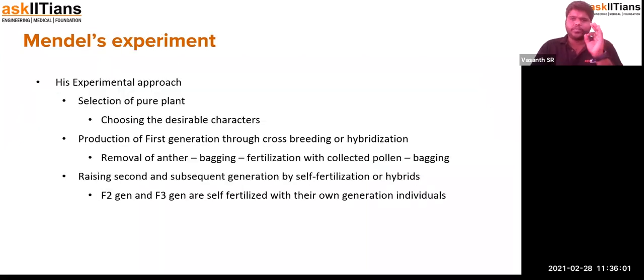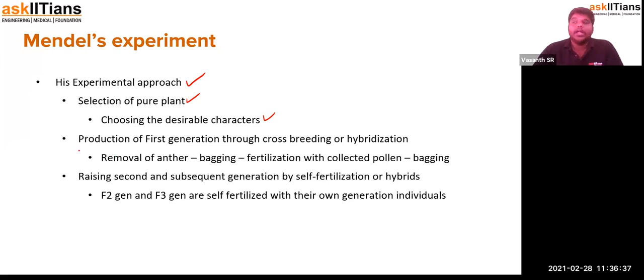So for knowing all these things, someone has to experiment. So Mendel did the experimental part also. He did a complete experimental approach. In this approach, he was concerned about a few things. One is he selected only pure plants, purely tall in one case and purely dwarf in another. By doing this, he chose the desirable character which he could not be fooled with at all. That is one thing that he always looked into.